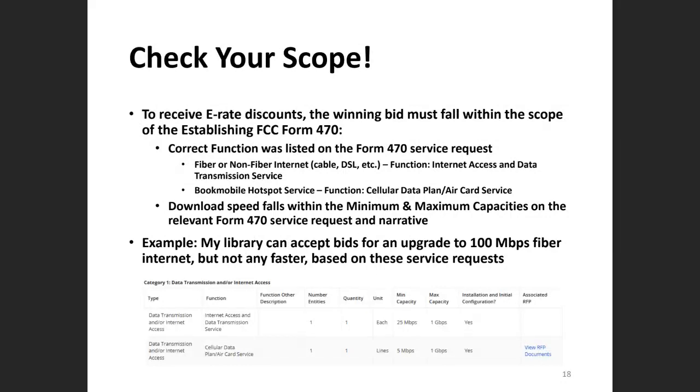And again, just a more forceful reminder about being careful about your scope. You need to make sure that whatever service you list on the application form for your funding request, you can refer back to a Form 470 service request that covers that function. So for 2022, if you're asking for discounts on any kind of internet, fiber or non-fiber, for buildings, then you need to have a request for internet access and data transmission service, and also pay attention to the bandwidth that you listed. If you listed the max bandwidth that you wanted to consider as 500 megabits per second, you can't get E-rate discounts on this other great offer for gigabit internet because that wasn't part of your original service request.